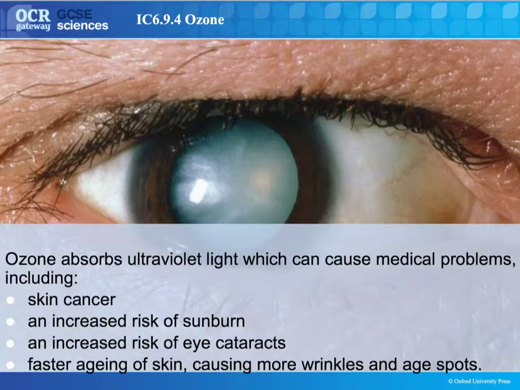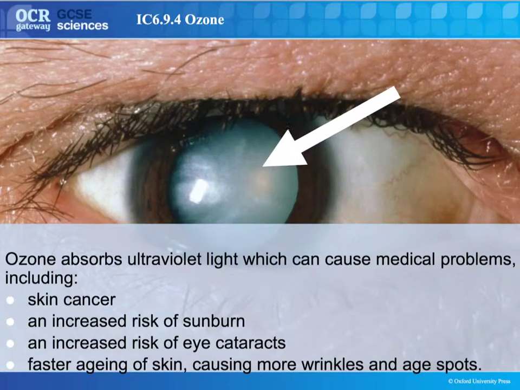It's really important because it absorbs ultraviolet light, and ultraviolet light is a really damaging part of radiation. It's an ionizing radiation that causes damage to people. It causes increased risk of sunburn and skin cancer. It also causes cataracts. This is a cataract here, and it also causes aging in the skin. It causes wrinkles and things like that as well. But the major two things that it does cause that are really damaging are skin cancer and cataracts.